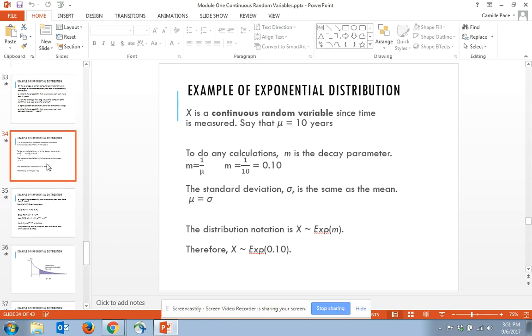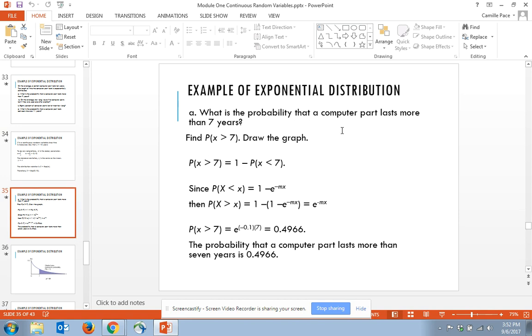Okay, so let's look at the first one. It's a continuous random variable and the mean is 10. So to do the calculations, m is the decay parameter and m equals 1 over the mean. So 1 divided by 10 is 0.10. And my standard deviation is the same. And you see how I wrote that as the notation. For the first one, the probability is greater than 7. Remember that the area under that whole curve is 1. So what I want to do is kind of do an opposite of it to get it to work.